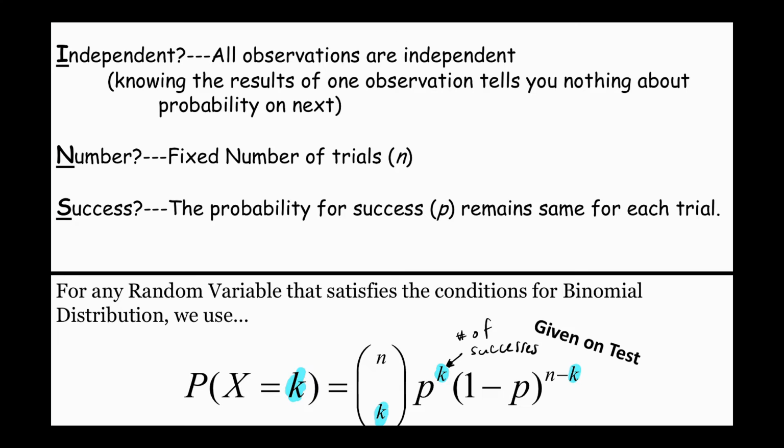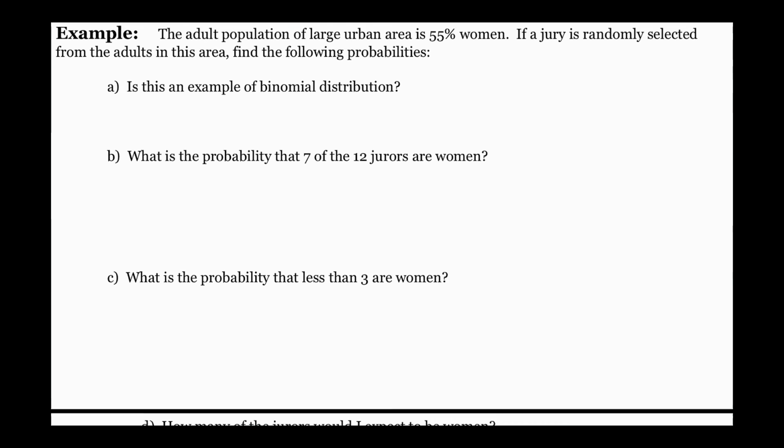Probability of success remains the same for each trial. These two pretty much go together. Independent and success go together. So if one's true, the other's going to be as well. Okay. So for the conditions, we would write all 4 conditions are met.